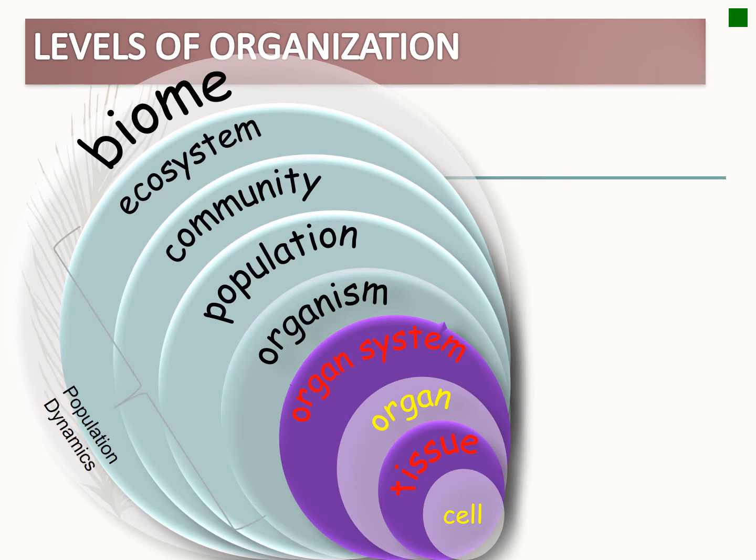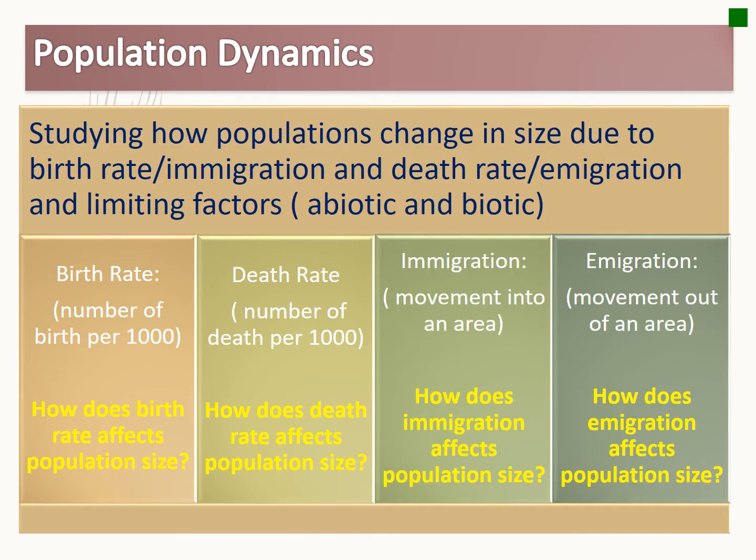Now, when we talk about population dynamics, we are specifically focusing on the organism, population, community, and ecosystem. We're going to ignore the smaller stuff, what goes on inside of the organism, and we're not really going to discuss the biome because that's too big. It tends to get a little confusing when we're talking about our data. So for population dynamics, when we talk about populations growing or shrinking, we're going to talk about these four parts of our levels of organization: the organism, the population, the community, and the ecosystem.